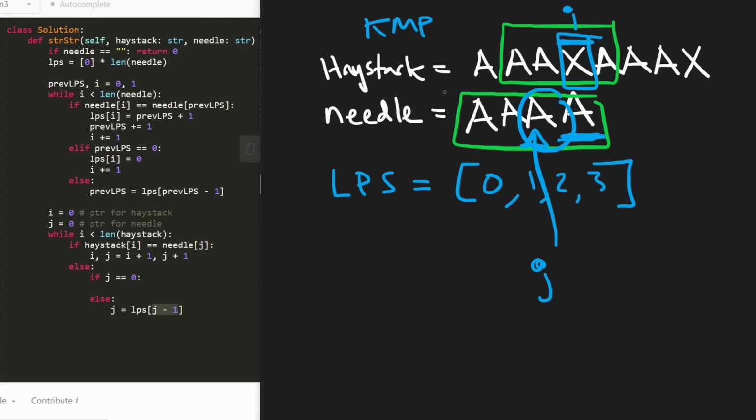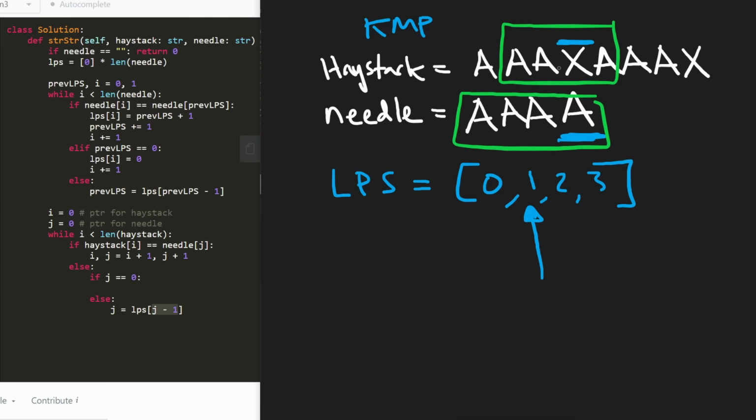Okay, so now we're going to continue to the next iteration of the loop. We're going to check, is J equal to I? Again, they're not equal to each other. So again, we're going to run our else case. And again, J is not equal to 0, right? And now it's equal to 2 in the second position. So we're going to again set it equal to LPS of J minus 1. LPS of J minus 1 means at index 1.